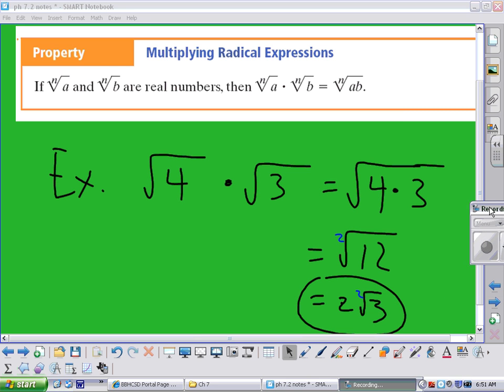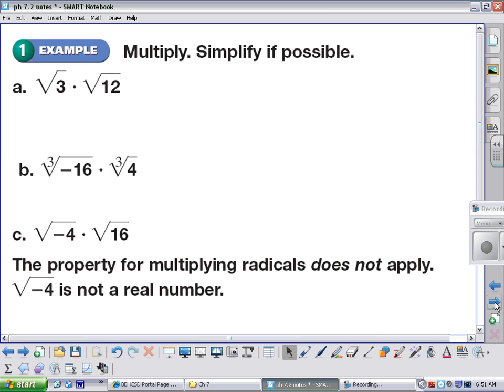All right, so let's move on and try a few of these. There's not really much else to say about it. Square root of 3 times the square root of 12 is the square root of 36. Since our directions say simplify if possible, we take the square root of 36, which is 6, and we're done. We're just going to take principal roots today, not plus or minus.